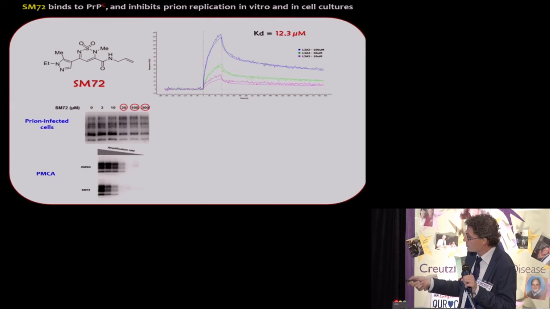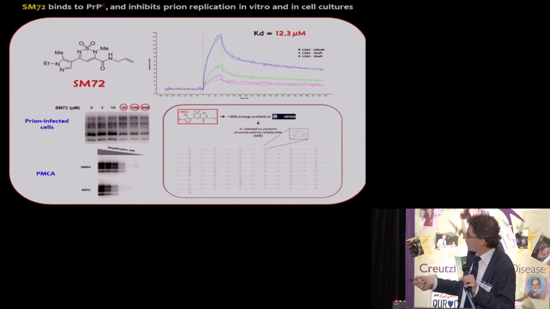We recently also observed that the compound works also in the protein misfolding cyclic amplification that Christina showed before. But probably the most important thing is that this is drug-like. This is a scaffold that, on top of all the molecules that we selected before, is suitable for optimization. So it's not like the S26 before. And that's what we're doing these days.